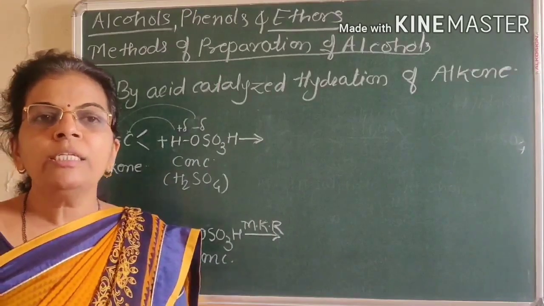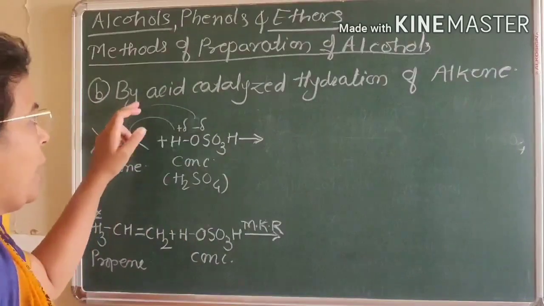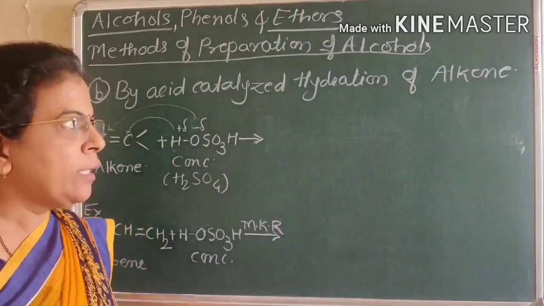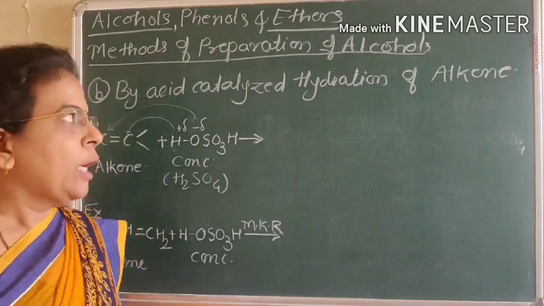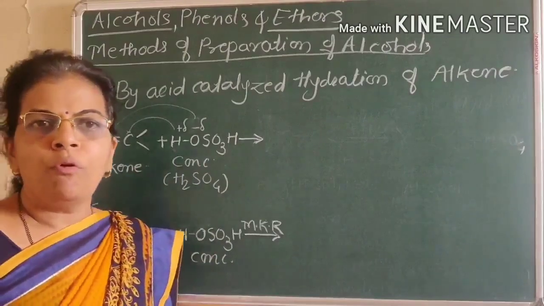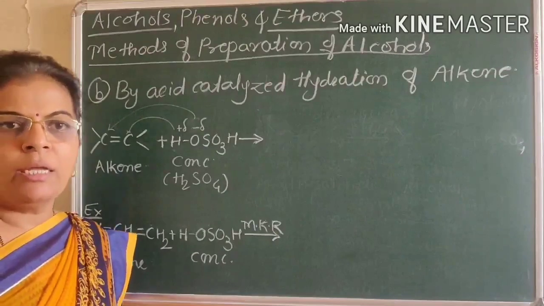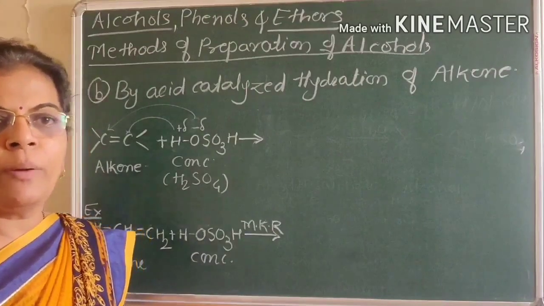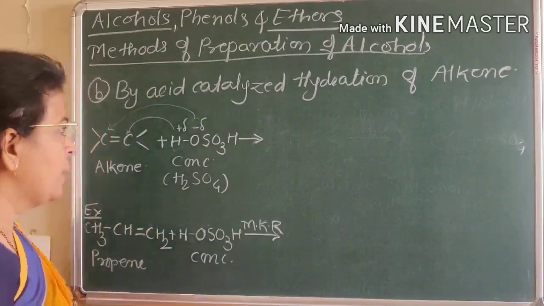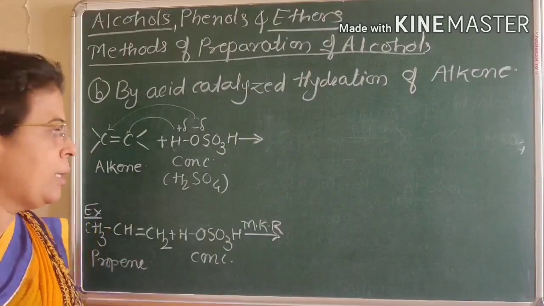Now we are going to see the second method for the preparation of alcohols, which is acid catalyzed hydration of alkenes. That is, alkenes undergo hydrolysis in presence of acidic medium like concentrated H2SO4 to form alcohols. This reaction we have seen last year in hydrocarbons, in the chemical properties of alkenes. Alkene is an unsaturated hydrocarbon having a carbon-carbon double bond.